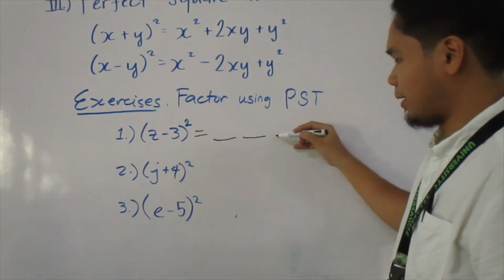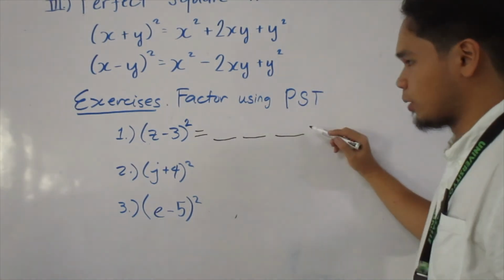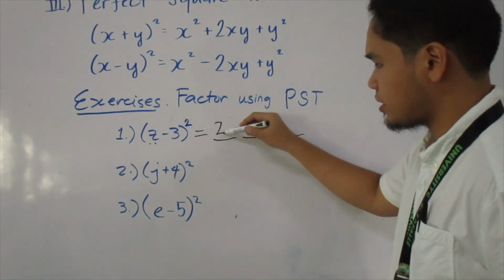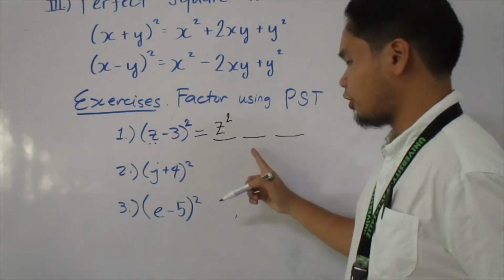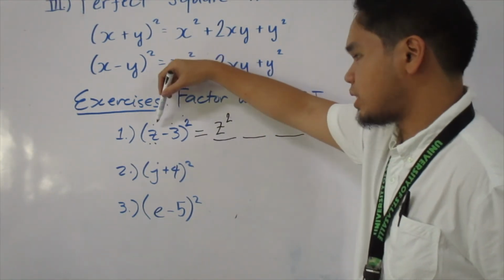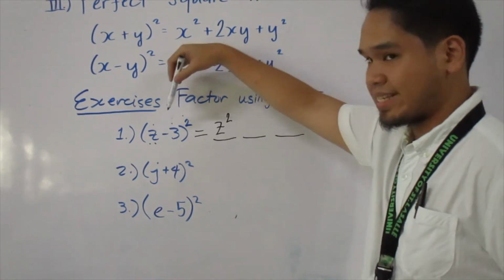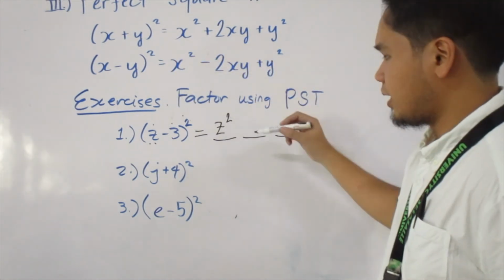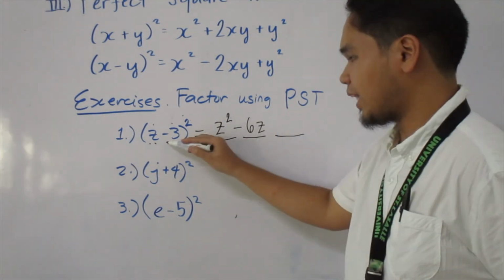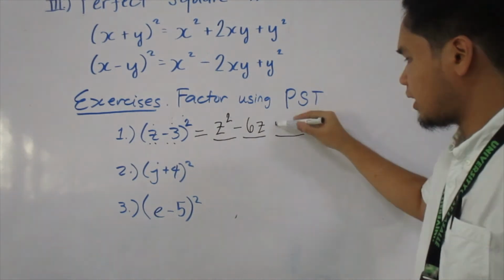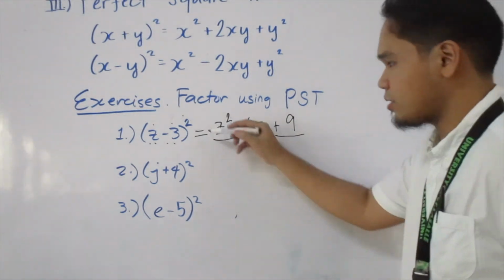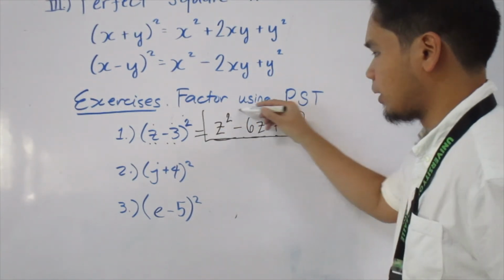So I'm going to input it like this. We have 3 groups of terms. For the first term, z times z, which is z squared. For the middle term, we have z times negative 3 times positive 2. So z times negative 3 is negative 3z multiplied by 2. So that's negative 6z. And for the last term, negative 3 times negative 3 gives us positive 9. So this is your answer for number 1.